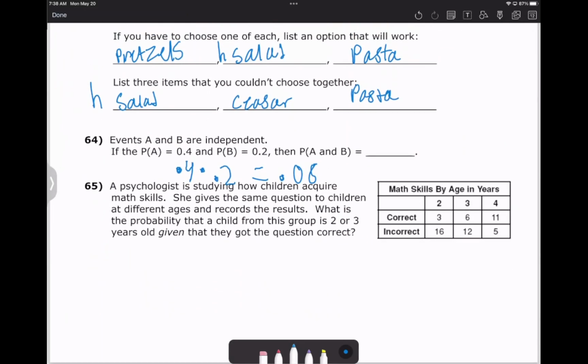So in this question, a psychologist is studying how children acquire math skills. She gives the same question to children at different ages and records their results. What's the probability the child is from group 2 or 3, given they got the question correct? Now, since we're given they got the question correct, my sample space is only the number that got it correct, which you add all that up to get 20. And then the numerator is just those from group 2 and 3, which would be 9. So 9 out of 20, 0.45 or 45%.